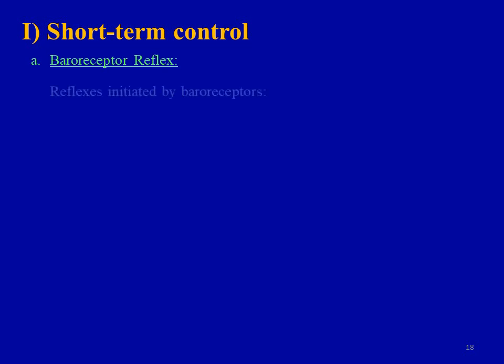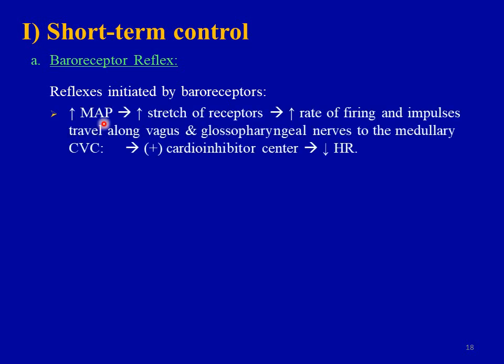So the baroreceptor reflexes are reflexes initiated by baroreceptors. When we have a high mean arterial pressure, there is an increase in the stretch of the baroreceptors. This will lead to a higher firing rate, and impulses will travel along the vagus and glossopharyngeal nerves to the medullary cardiovascular center, and this will lead to an increase in the activity of the cardio inhibitor center in the medulla oblongata, and this will decrease the heart rate.